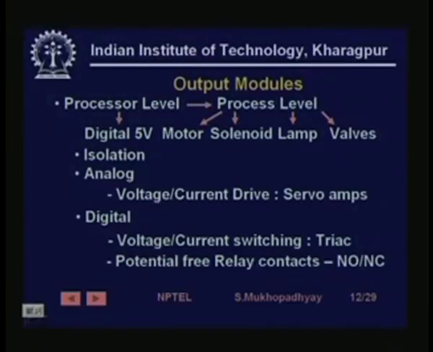It is typically, let us say, using a TRIAC or maybe an IGBT. Today one would probably like to use an IGBT. And there could also be potential free relay contacts. Suppose we want to switch a voltage or current, because it's digital, it has to be on off kind of thing. So you could actually do it in two ways. One way is to use an electronic device which will interrupt. Another is to do a mechanical interrupter.